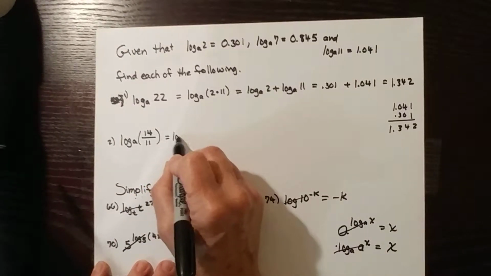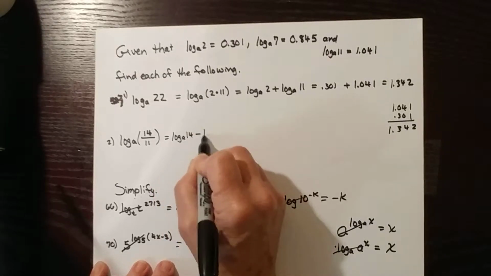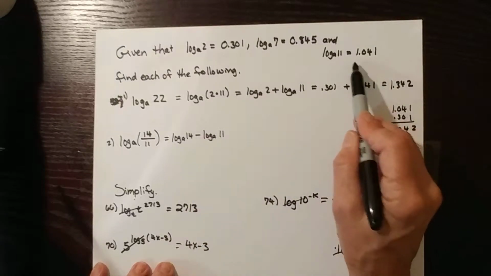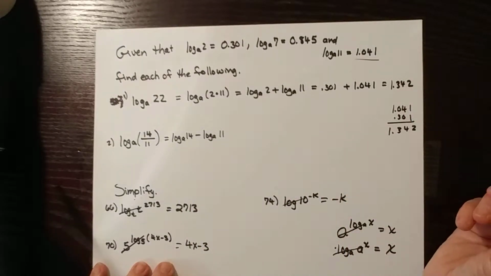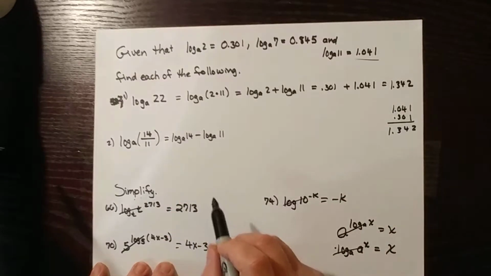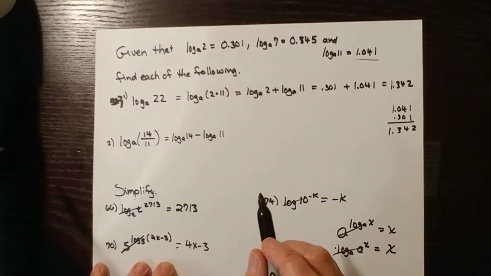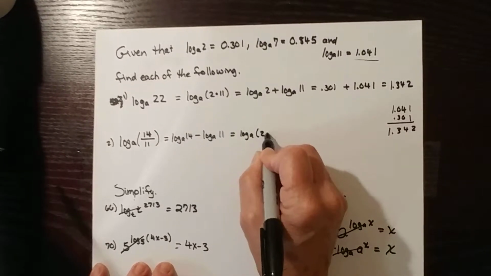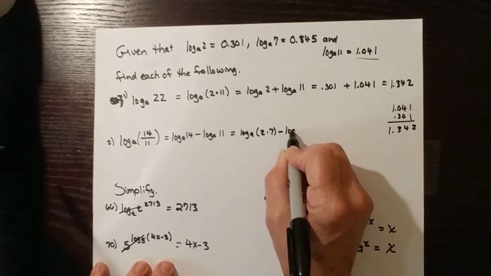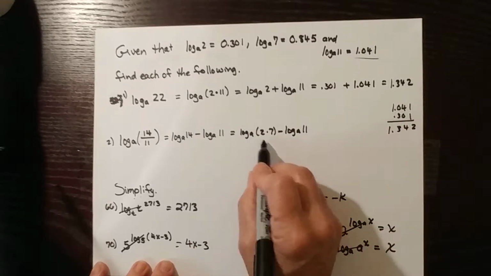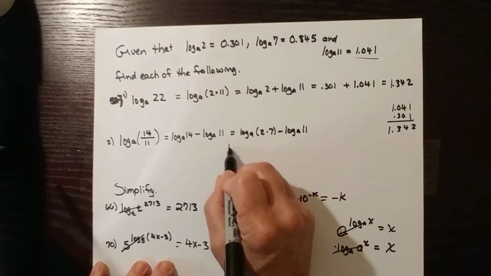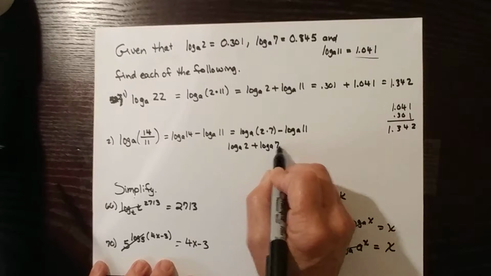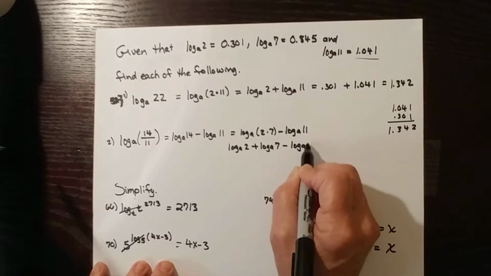This is equal to log base a of 14 minus log base a of 11. I know what log base a of 11 is. It's that right there. So that's taken care of. But 14, I don't know what that is, but I can rewrite 14 as 2 times 7. So this is equal to log base a of 2 times 7 minus log base a of 11. So I can rewrite this using the product rule. This is log base a of 2 plus log base a of 7 minus log base a of 11.